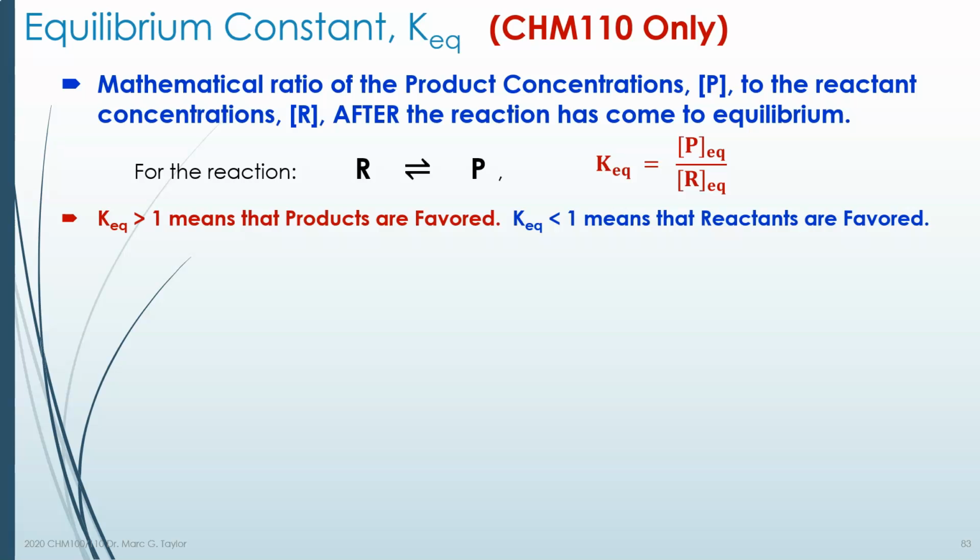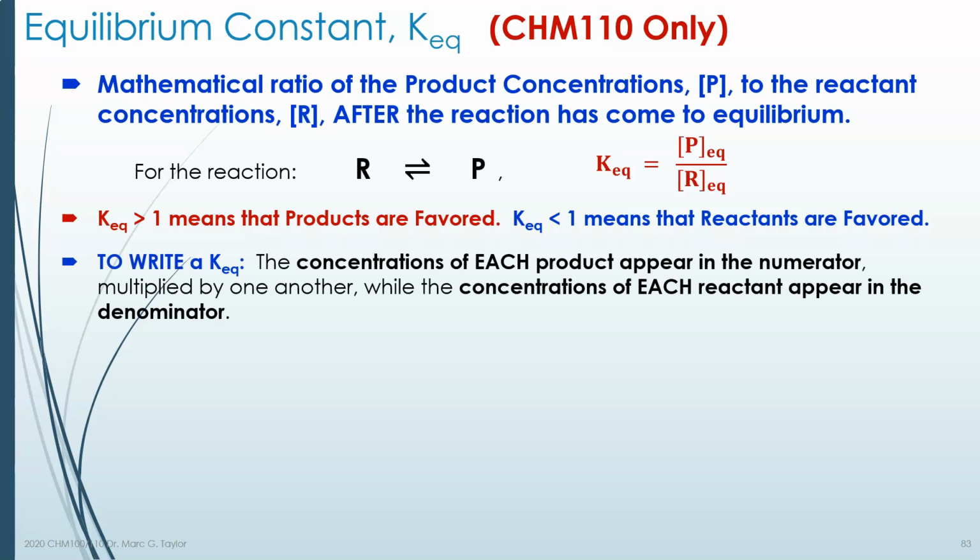And what this means is that if the equilibrium constant is greater than 1, that means our ratio is greater than 1, and that means we have a larger amount of products than we have reactants. In other words, the numerator is a bigger number than the denominator for the ratio, KEQ, to be greater than 1. So if it's greater than 1, products are favored. You're going to make more products than reactants. And if the equilibrium constant is less than 1, it means you have more reactants than products, so reactants are favored.